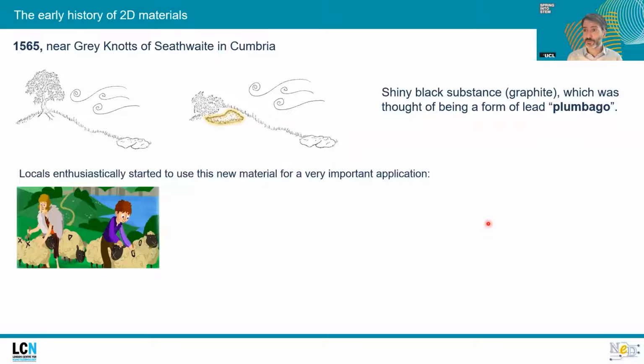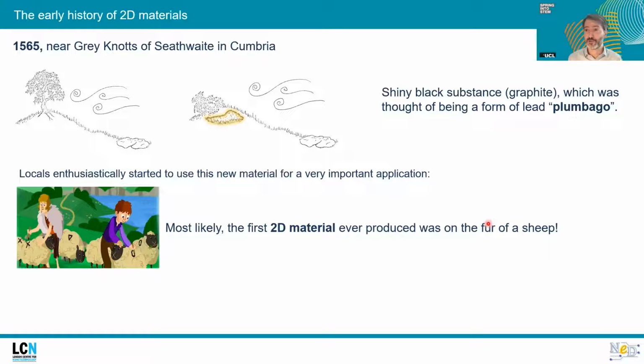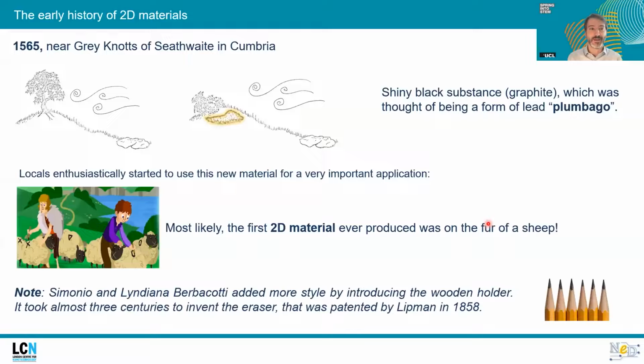So the locals really started to make good use of it for a very important application. They noticed immediately that the material was very good to write with. So it's very likely that the very first 2D material was produced on the fur of a sheep. And I'm Italian, so I need to mention that Italians then added a little bit more style by introducing the wooden holder. And it took almost 3 centuries to have the razor, which was invented just in 1858.